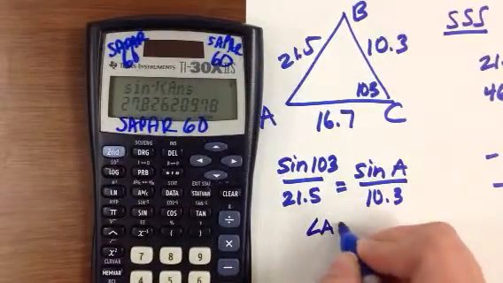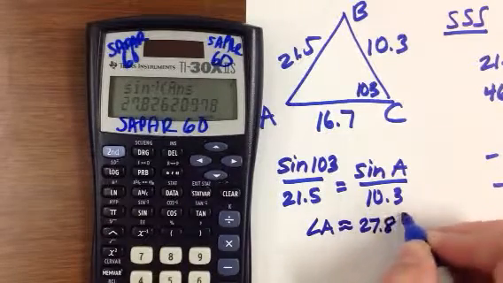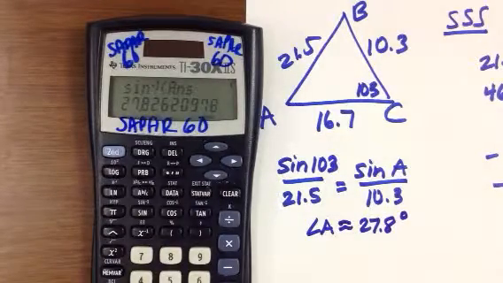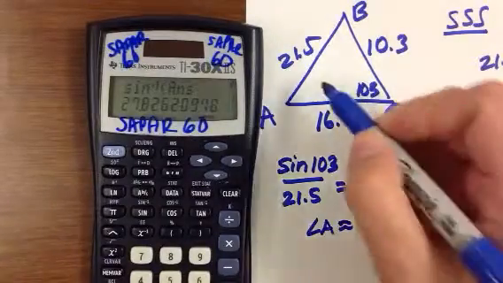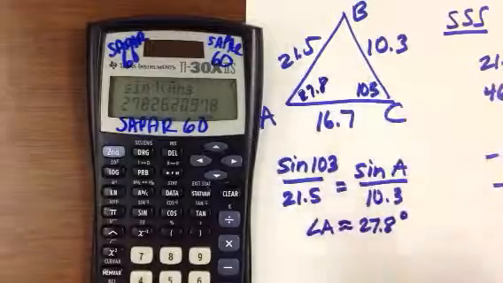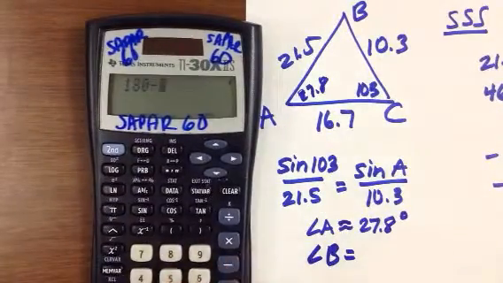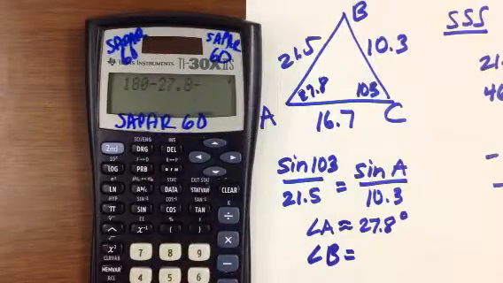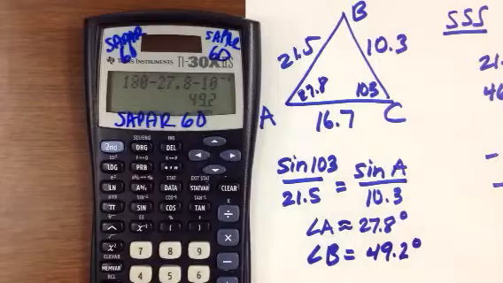And so angle A is approximately 27.8 degrees. Then what angle is missing? If that's 27.8, then we're missing angle B, and angle B is 180 take away 27.8, take away 103, which gives me 49.2 degrees, and I've solved this by side, side, side.